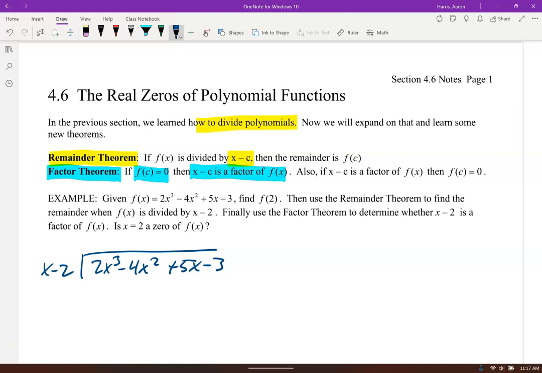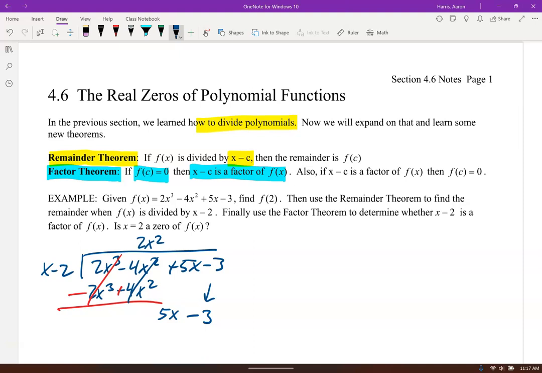I'm trying to match that 2x cubed, so I'm going to say, well, 2x squared times x gives me 2x cubed, and 2x squared times negative 2 gives me negative 4x squared. And don't forget, we got to change our signs on that. And so that's gone. And then we bring down the 5x, and we got to bring down a second one as well. So when we multiply, we have two things there. So in this case, we'll end up having to bring down both there.